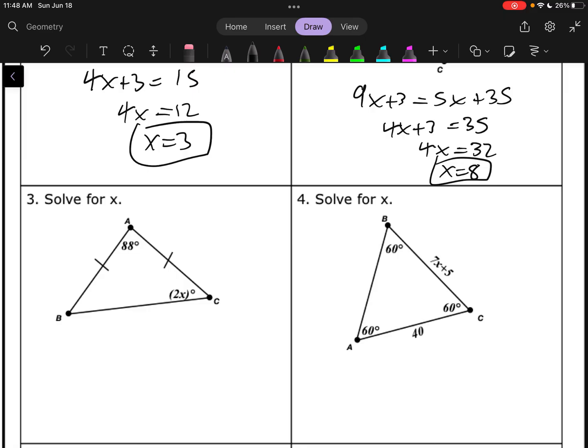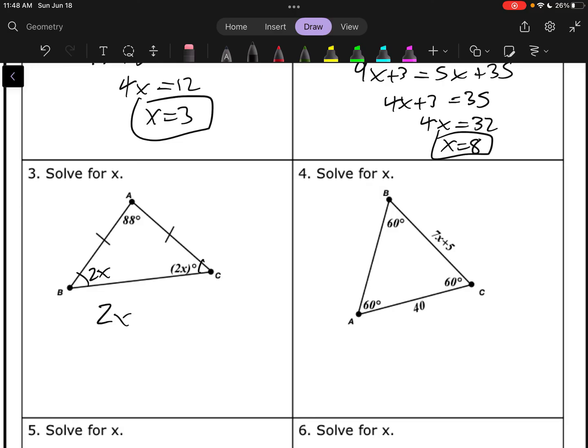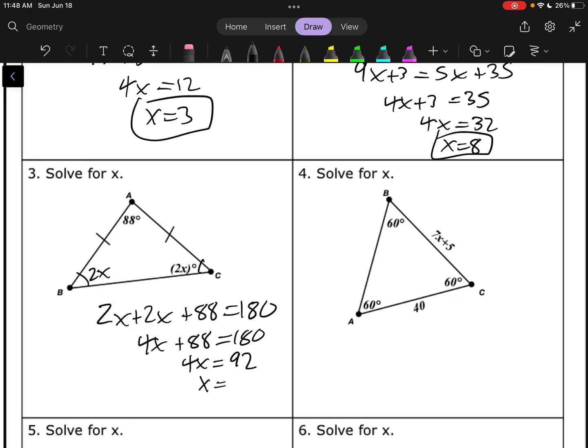This one's kind of interesting. This one, base angles theorem says that if the sides are the same, then the angles are the same. So if angle C is 2x, angle B is also got to be 2x. Now, I'm not going to set 2x equal to 2x. Instead, what I'm going to do is use both of those plus the 88 to do a triangle sum theorem. 2x and 2x is 4x plus 88 is equal to 180. That's 4x is equal to 92, which means that x is 23.